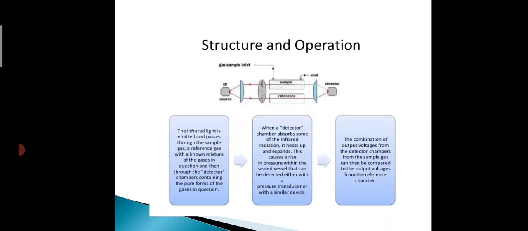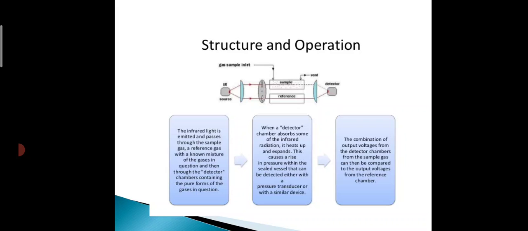Next, the structure and operation. This is the arrangement of the infrared radiation analyzer. First we give the source, that is infrared. Next there is a moderator, and then the infrared source is split into two ways. One part of the wave is given to the sample and another one is given to the reference. The reference cell has an already known infrared value, and the sample cell holds the sample to be measured. At the end the detector is placed.